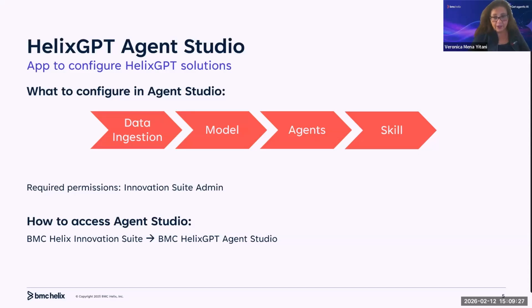To access this area, you will need Innovation Suite admin permission. You can find the studio by navigating from the BMC Helix Innovation Suite directly into the BMC Helix GPT Agent Studio. Understanding this flow is really essential, as each layer builds upon the previous one to create a cohesive experience.